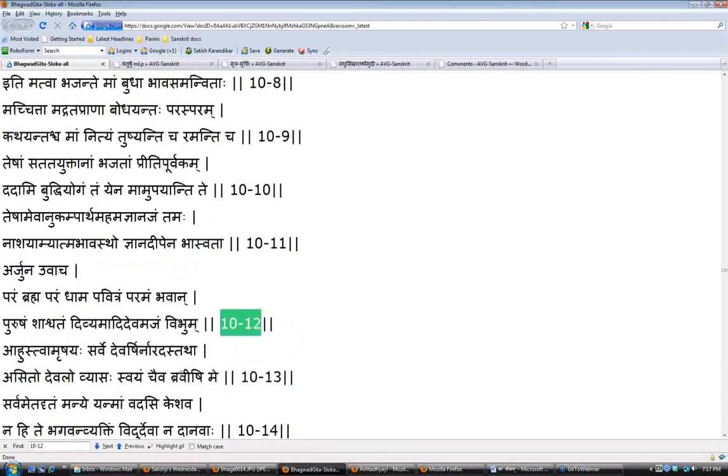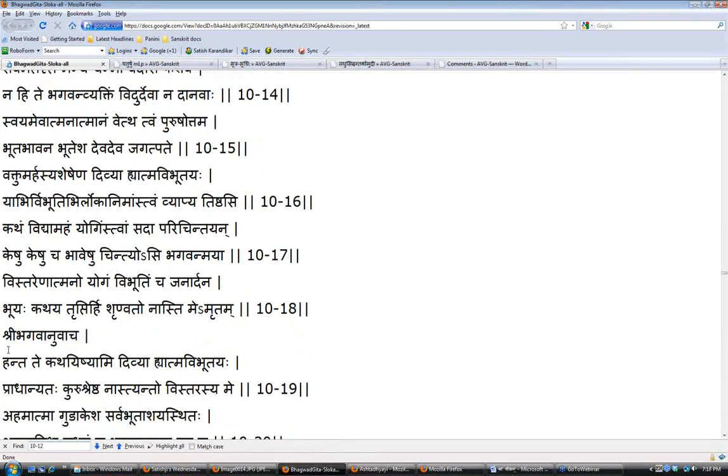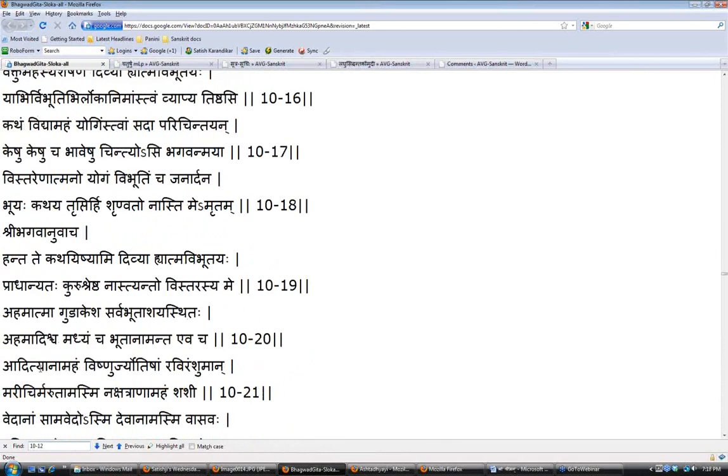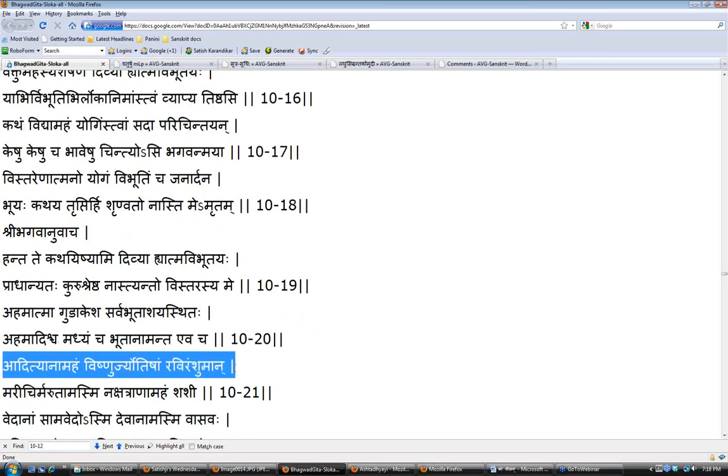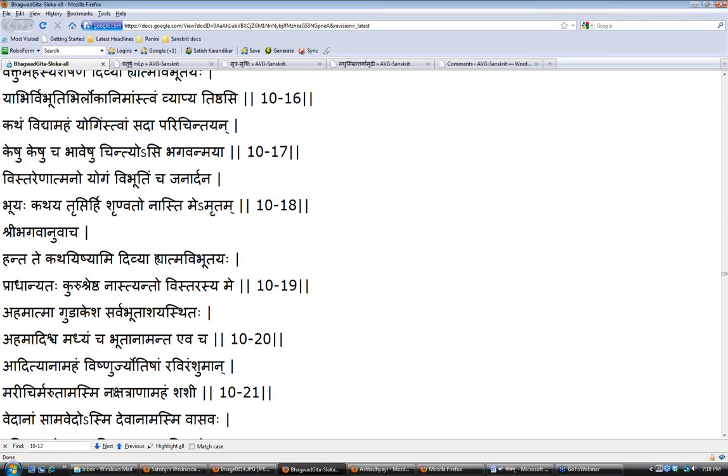Like it says here, right from the beginning it starts, right? Shri Bhagavan Uvacha, Adityanam aham Vishnuh, Jyotisham Ravir Amshuman. Adityanam aham Vishnuh: among the Adityas, I am the one named Vishnu. It's not that the Adityas own him; Vishnu is one of the Adityas. Jyotisham Ravir Amshuman: among the luminaries, I am the bright sun which has rays. And so on. Marichir Marutam Asmi: among the Maruts, I am Marichi. Nakshatranam aham Shashi: I am the moon, and so on.